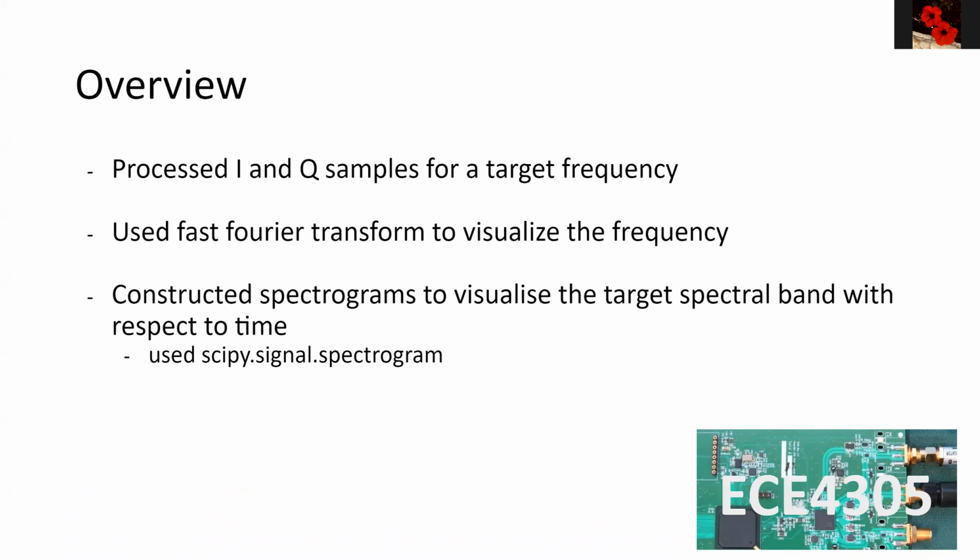So for this project, we processed the in-phase and quadrature samples collected from the Pluto for specified target frequencies. Then we used Fast Fourier Transforms to visualize the frequency and constructed spectrograms to visualize the target spectral band with respect to time. This was done using the inbuilt SciPy function specified on the slide.